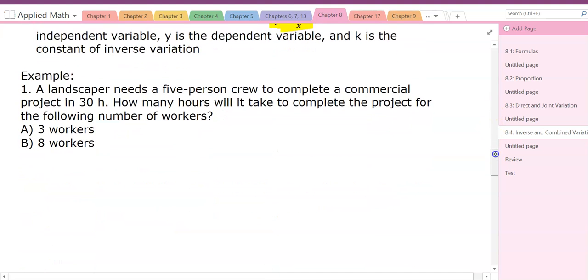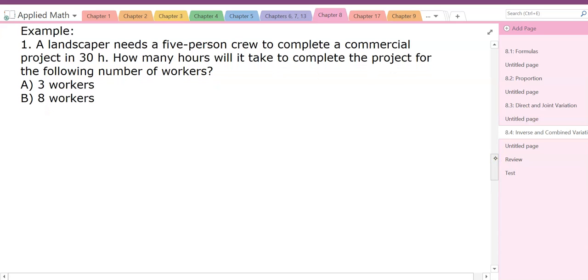Okay, so let's take a look at an example here. It says that a landscaper needs a 5-person crew to complete a commercial project in 30 hours. How many hours will it take to complete the project for the following number of workers? So for 3 workers and then for 8 workers. So the first thing I want to do is figure out what's the constant. Like, how much is each person doing on this job, basically, so that I can assign that to all my problems going forward.